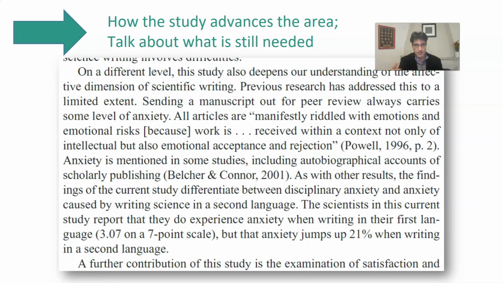And we're going to pick this last point up again in the last module. Anxiety is mentioned in some studies, including autobiographical accounts of scholarly publishing. As with other results, the findings of the current study differentiate between disciplinary anxiety and anxiety caused by writing science in a second language. The scientists in this current study report that they do not experience anxiety when writing in their first language, 3.07 on the 7-point scale, but that anxiety jumps to 21% when writing in a second language. So they're kind of recapping what they said, but in this context of affect. So how this advances the area in the affective dimension.